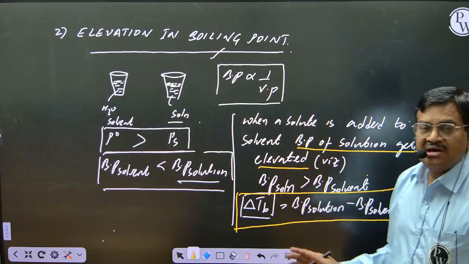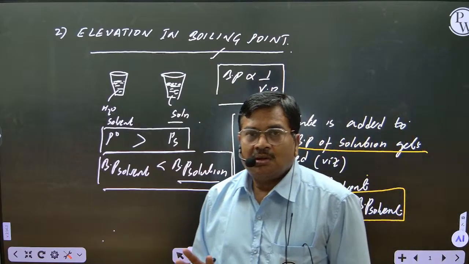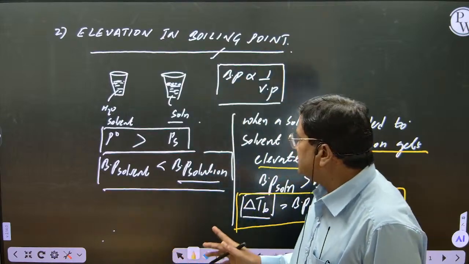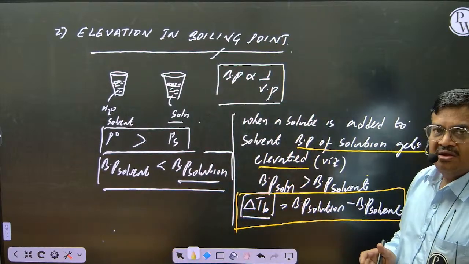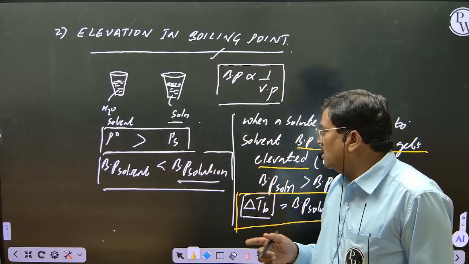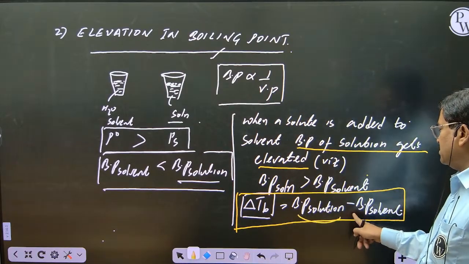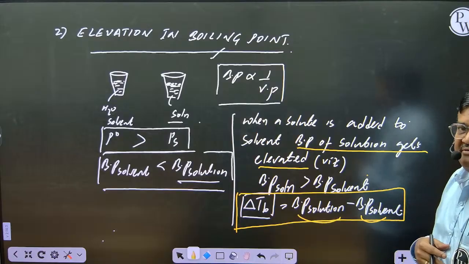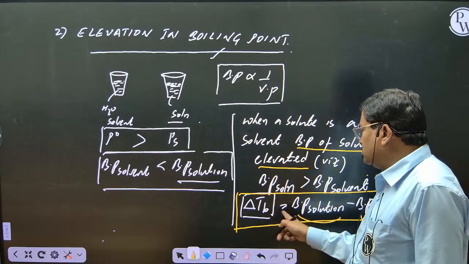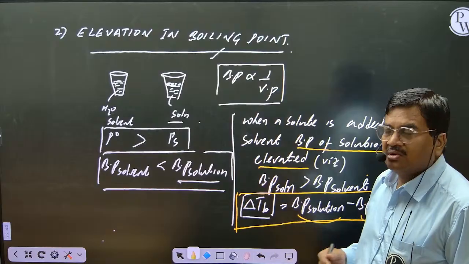Up to this is clear? Everyone understood? So elevation in boiling point is nothing but when we add a solute to solvent, the boiling point gets elevated. So the boiling point of solution comes to be more compared to the boiling point of solvent, and the difference between the two will give the elevation in boiling point. Copy this.